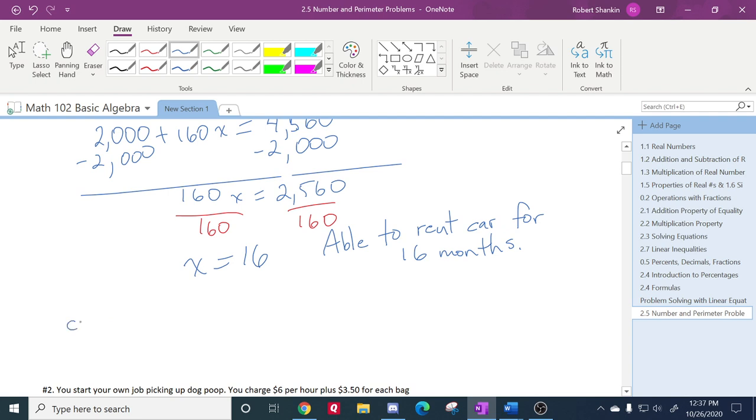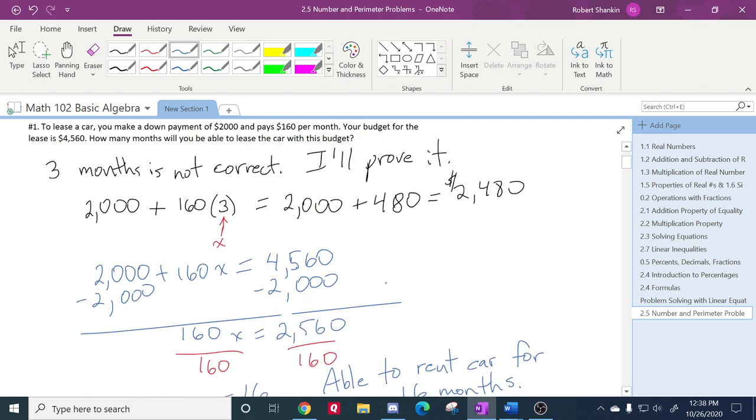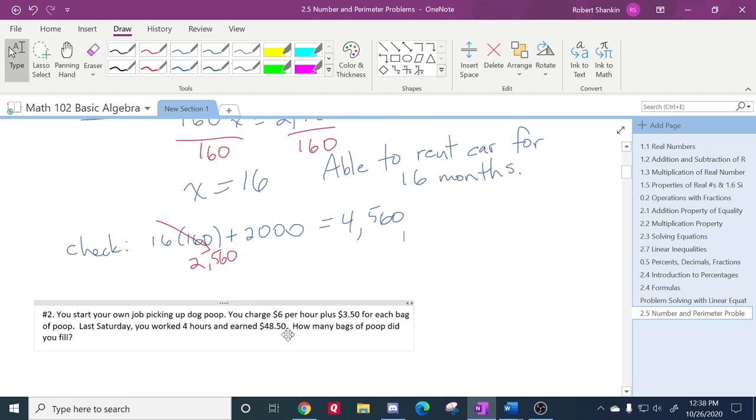And one last thing I'm going to do is check: 16 times 160 plus 2,000, because I'm going to pay the 160 16 times. So if I take 16 times 160, I get 2,560. And when I add this together, I get 4,560, which is exactly the amount that it was supposed to be, so that checks my work.